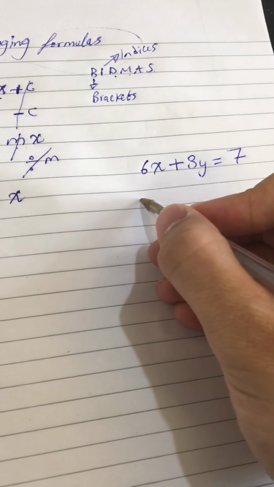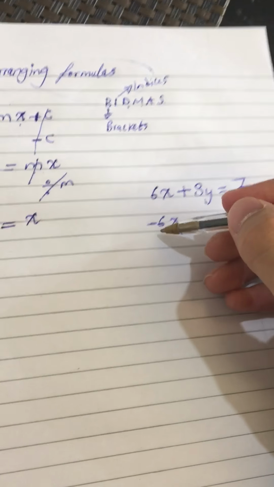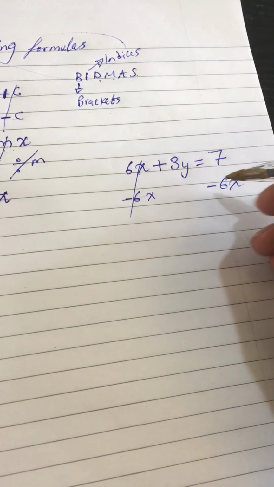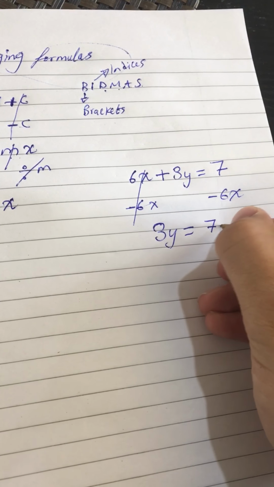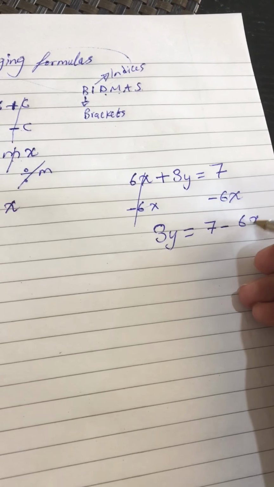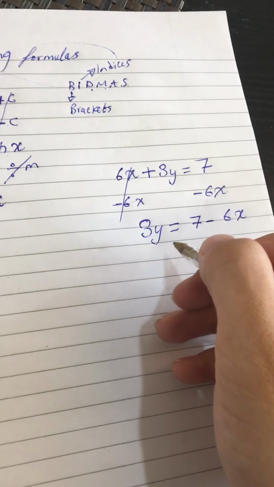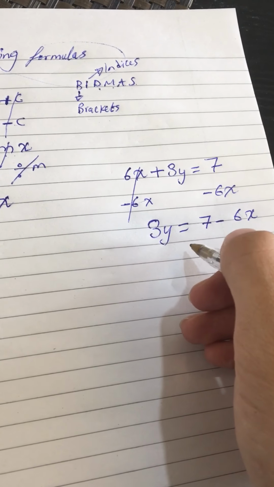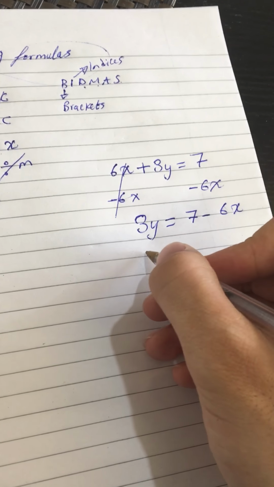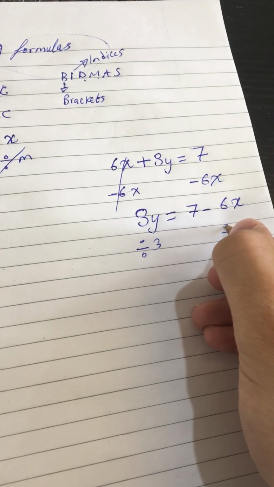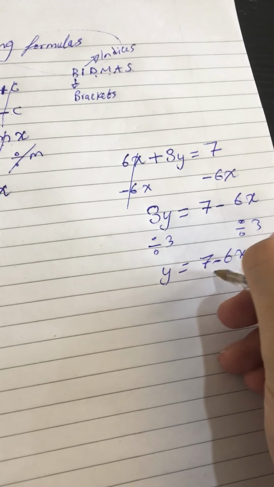So subtract 6x from both sides in order to get rid of 6x on the left hand side. So that cancels out, and then we're left over with 3y equals 7 minus 6x. Now 3y is the same as 3 multiplied by y. The opposite of multiplication is division. So the opposite of multiplying by 3, you divide by 3. So dividing both sides by 3, you're left over with y equals 7 minus 6x, divided by 3.